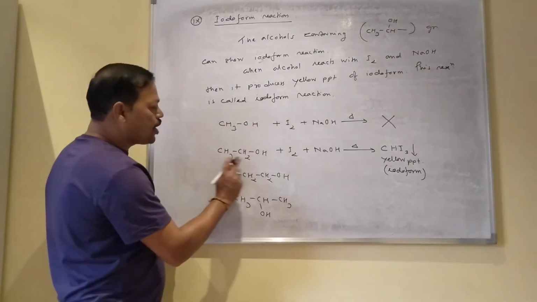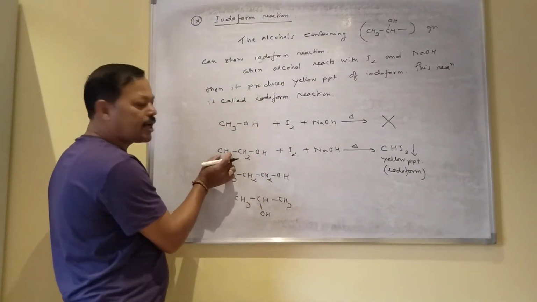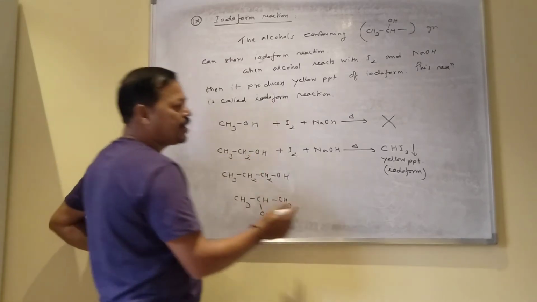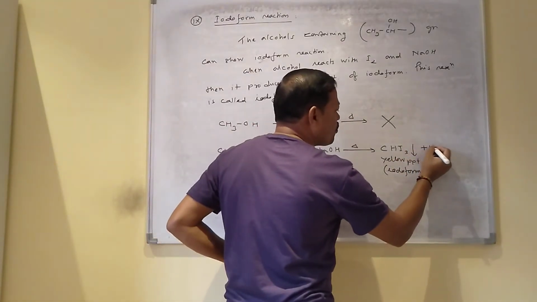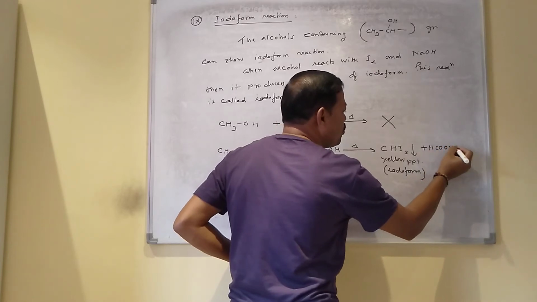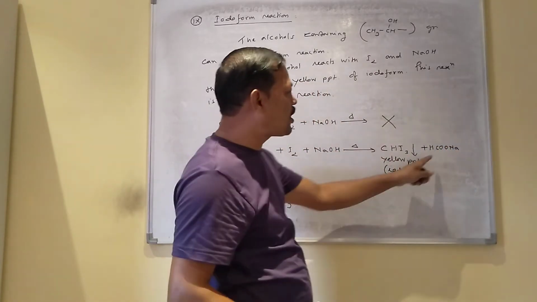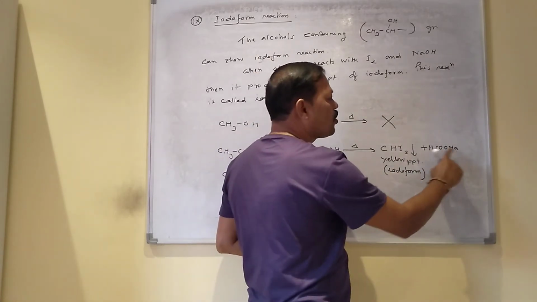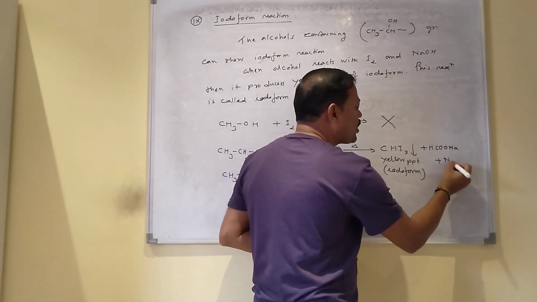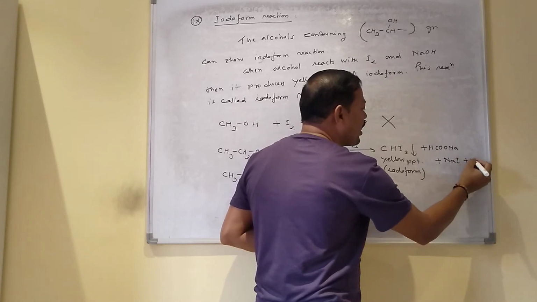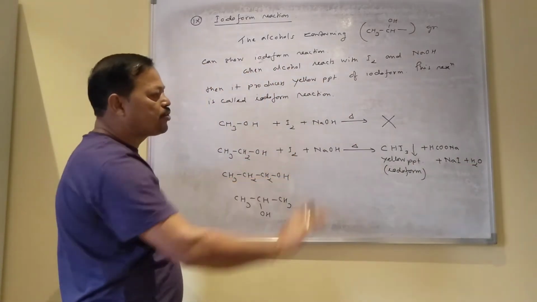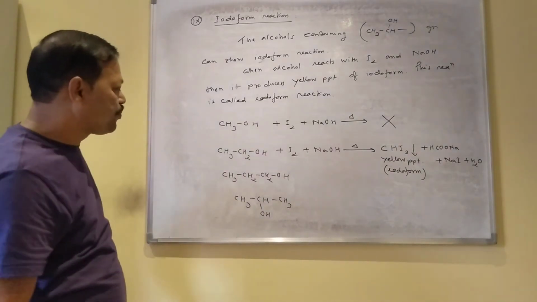Now here, 2 carbons are present. This carbon produces the iodoform. Another 1 carbon is left. That carbon will produce a salt of carboxylic acid, HCOONa. Since 1 carbon is present, that's why the carboxylic acid should contain only 1 carbon. This is called sodium salt of methanoic acid. Side product is sodium iodide, and you will get water. So you have to balance the reaction.